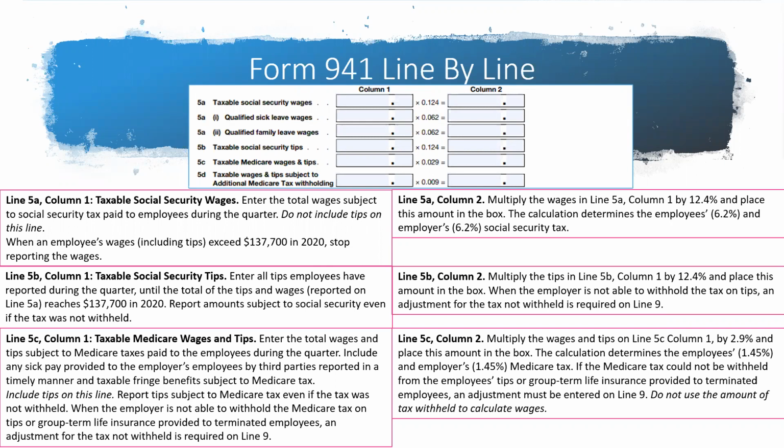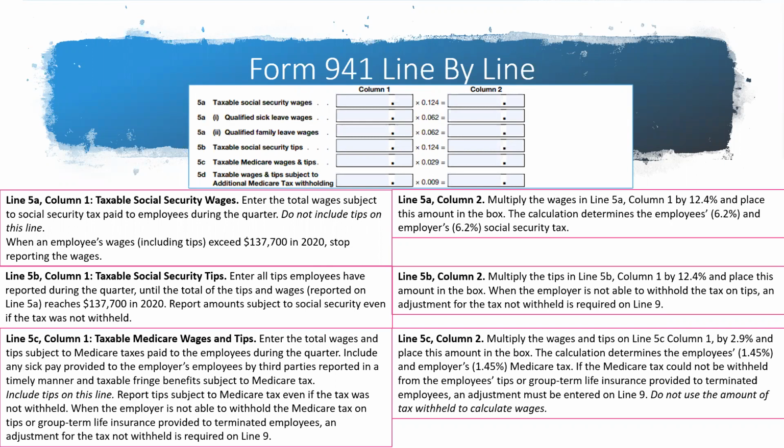Under 5B, column 1, is going to be those Social Security tips. So if you have employees that are earning tips, if you're a restaurant or they're a bartender or something like that, their tips would go on the line 5B instead of 5A. Line 5C is taxable Medicare wages and tips. So on this line, you're going to combine the two amounts. And then just keep in mind that Medicare taxes do not have a wage limit for the employer.